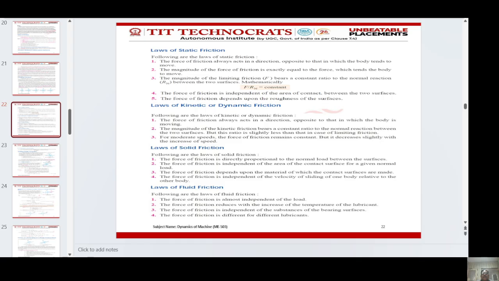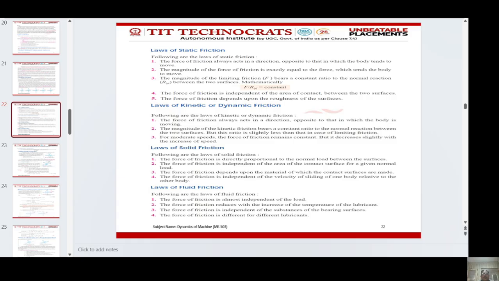The magnitude of limiting friction bears a constant ratio to the normal reaction between the two surfaces. The force of friction is independent of the area of contact between the two surfaces. The force of friction depends upon the roughness of the surfaces.